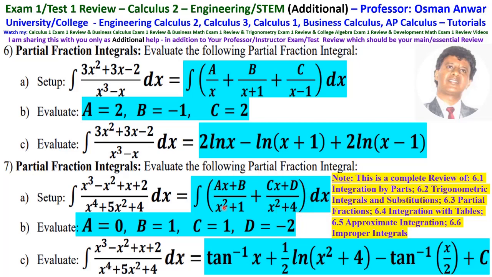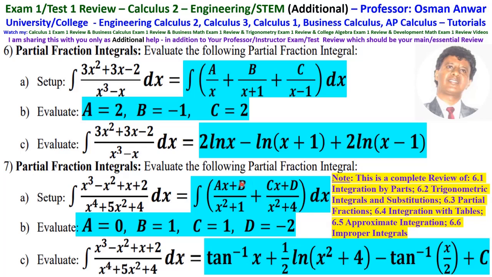And when we work on this partial fraction, we're going to find A is 0, B is 1, C is 1, D is minus 2. That means this partial fraction is, since A is 0, 1 over x squared plus 1. Then C is 1, so this is x over x squared plus 4. Then D is minus 2, so this is minus 2 over x squared plus 4.